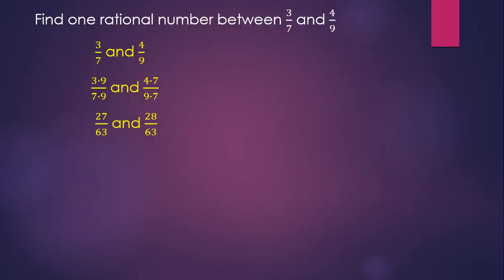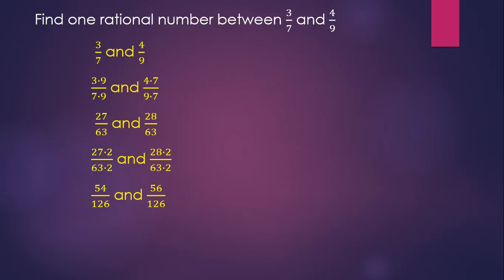28/63. Now since there is not a whole number between 27 and 28, we're going to have to write another pair of equivalent fractions so that we can try to find a whole number numerator between our two fractions. So I'm going to find another denominator by multiplying each of the fractions by 2/2. And I'll have the equivalent fractions 54/126, which is equivalent to 3/7, and 56/126, which is equivalent to 4/9.